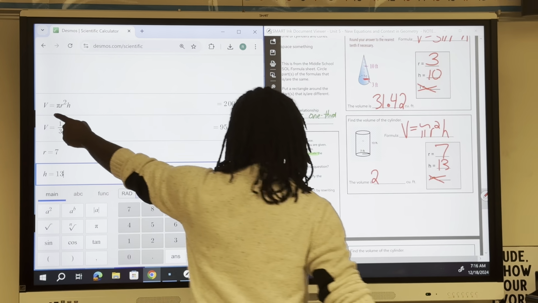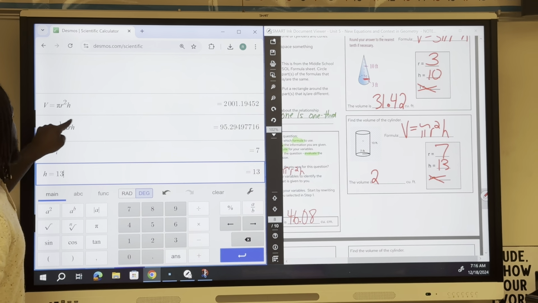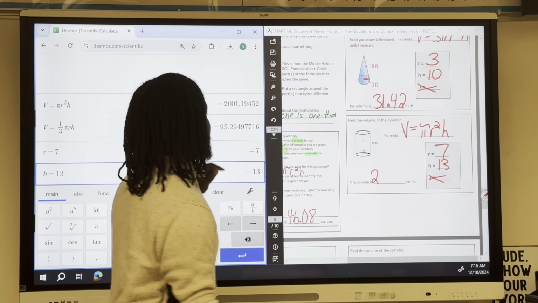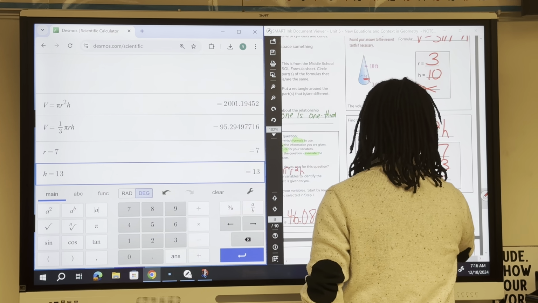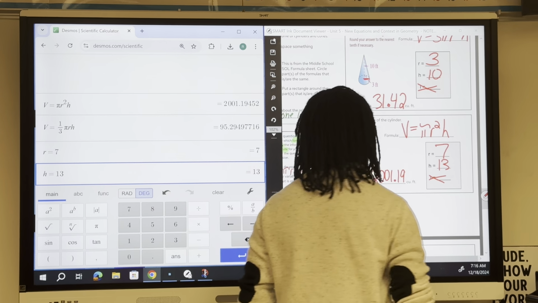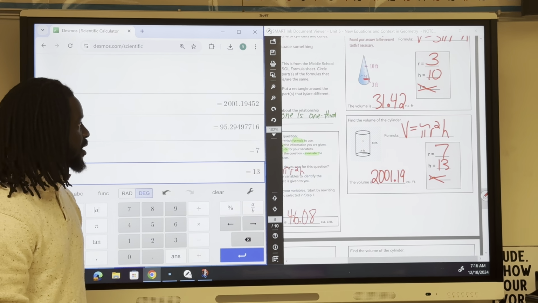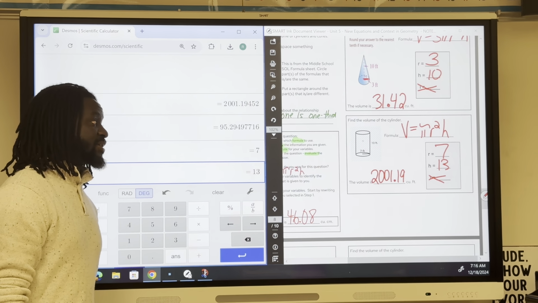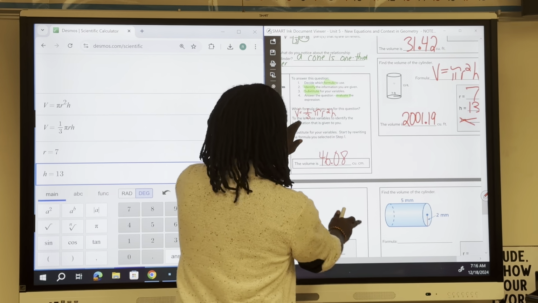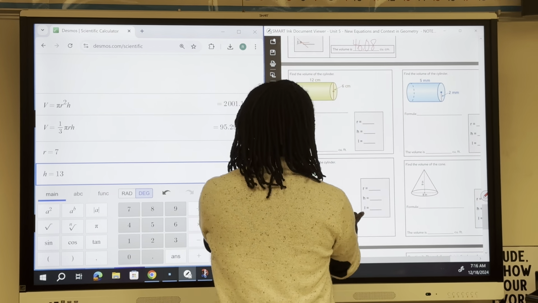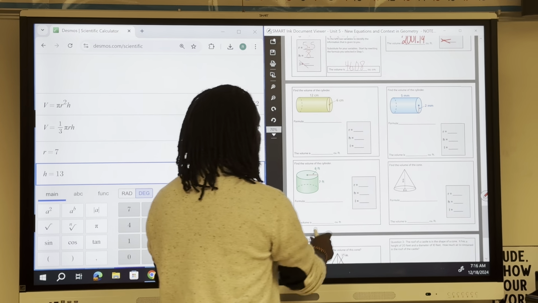Again, I'm looking at this formula here, right? Because this is the cylinder. 2001.19, all right? All right, guys, and so, again, this is it, all right? That is pretty much all you're going to need to do for the remainder of these, okay?